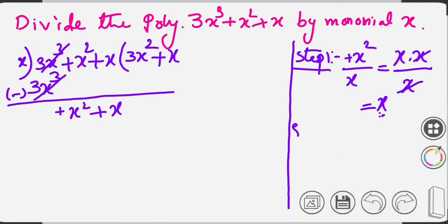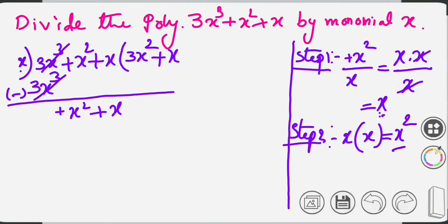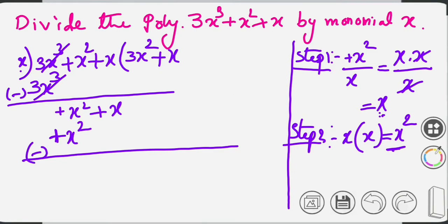And in step 2, what we have to do is multiply this x with the divisor x. So x into x becomes x square. This polynomial you have to write here, plus x square. Now we have to do the subtraction. While doing subtraction, the symbol is changed. So plus x square becomes minus. So plus x square minus x square cancel, and you will get plus x.